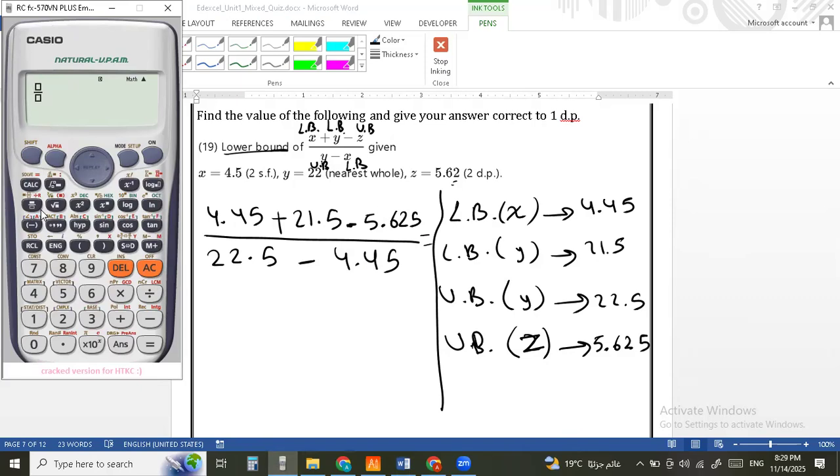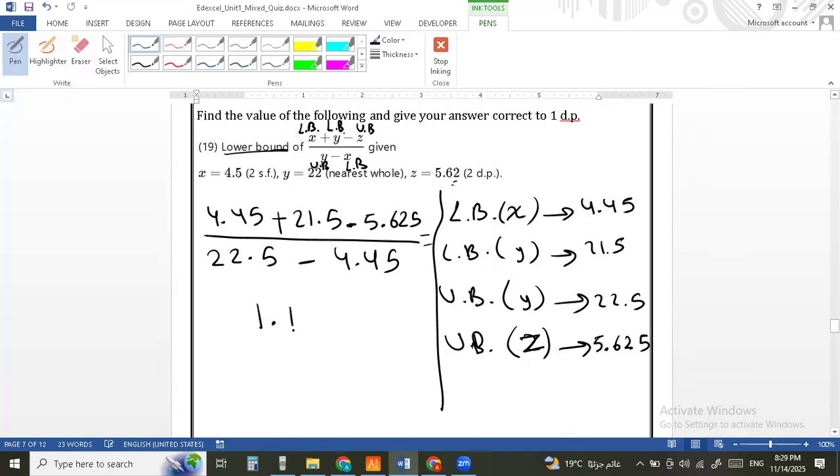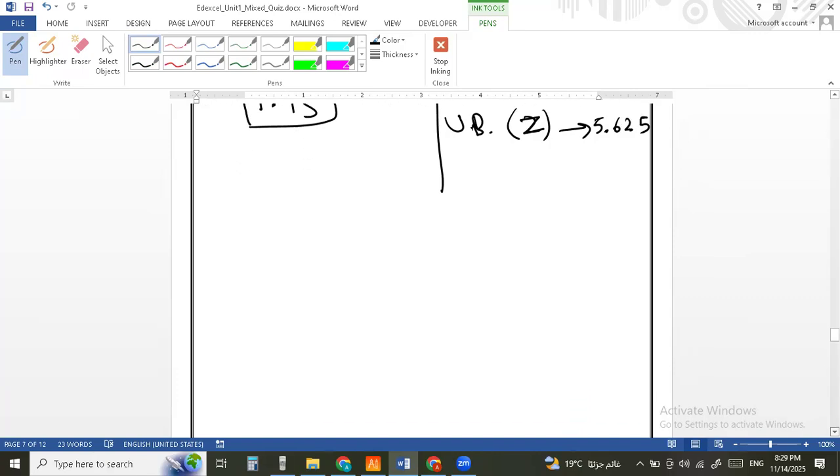Right, the fraction at the top, in the numerator, 4.45 plus 21.5 minus 5.625. I hope I wrote everything correctly on the calculator because I was typing it very fast. 22.5 minus 4.45 equals. They want the answer rounded to two decimal places, so it is 1.13. All right, the next question.